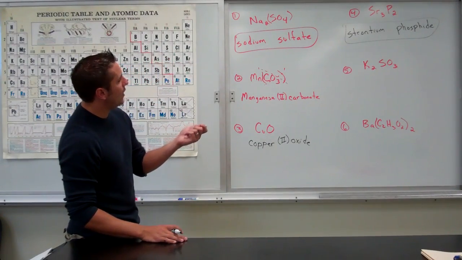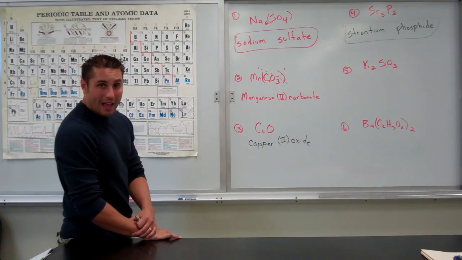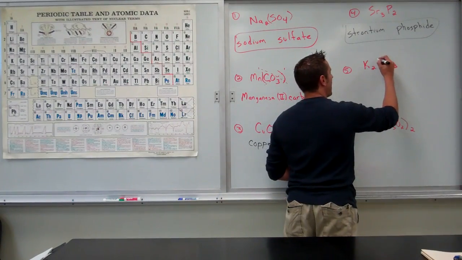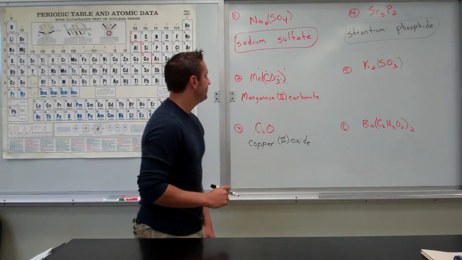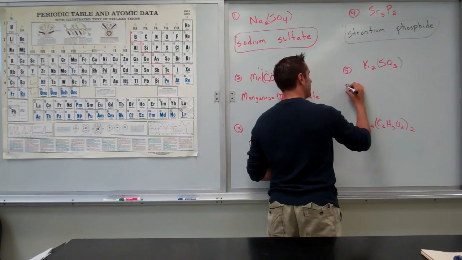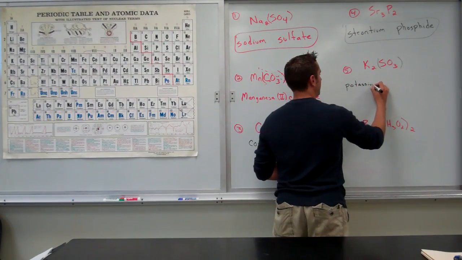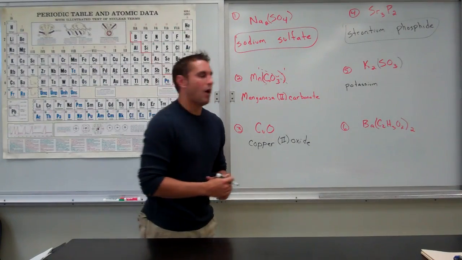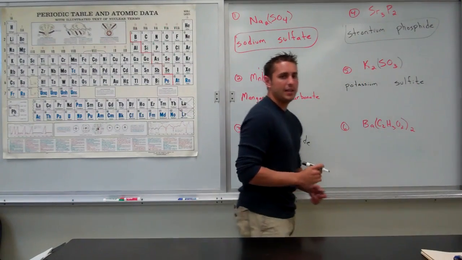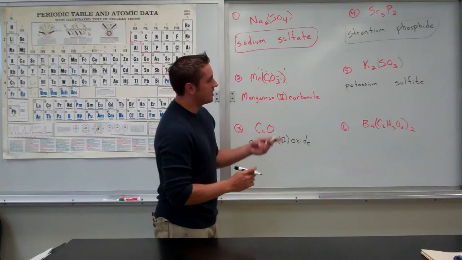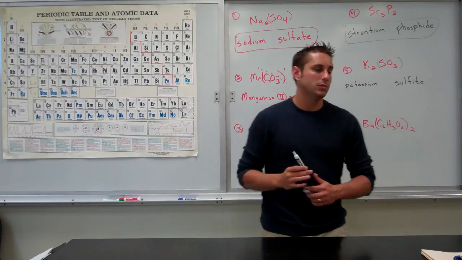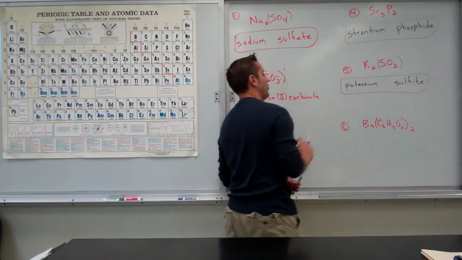Moving on, K2SO3. 3 elements here, which means there's a polyion present. That's what told me it was ionic. Remember, the polyion is always the non-metal part. So we name our metal, and then we name our polyion. K is potassium. SO3, the polyion, gets the name sulfite with an I. And then we have to check, is potassium a transition metal? K is in group 1, so the answer is no, which means we don't need a Roman numeral.